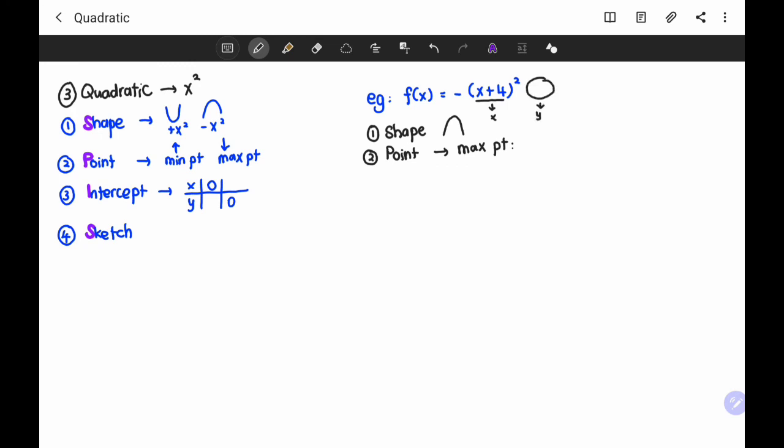Kita boleh direct ambil. So kita ambil x plus 4 equals to 0. X equals to negative 4. Dan y pula, y tak ada pun dia letak apa-apa, tambah apa-apa ke, tolak apa-apa ke, tak ada kat sini. So 0. So kita boleh conclude maximum point dia adalah negative 4, 0. Okay, lepas tu step yang ketiga, intercept.